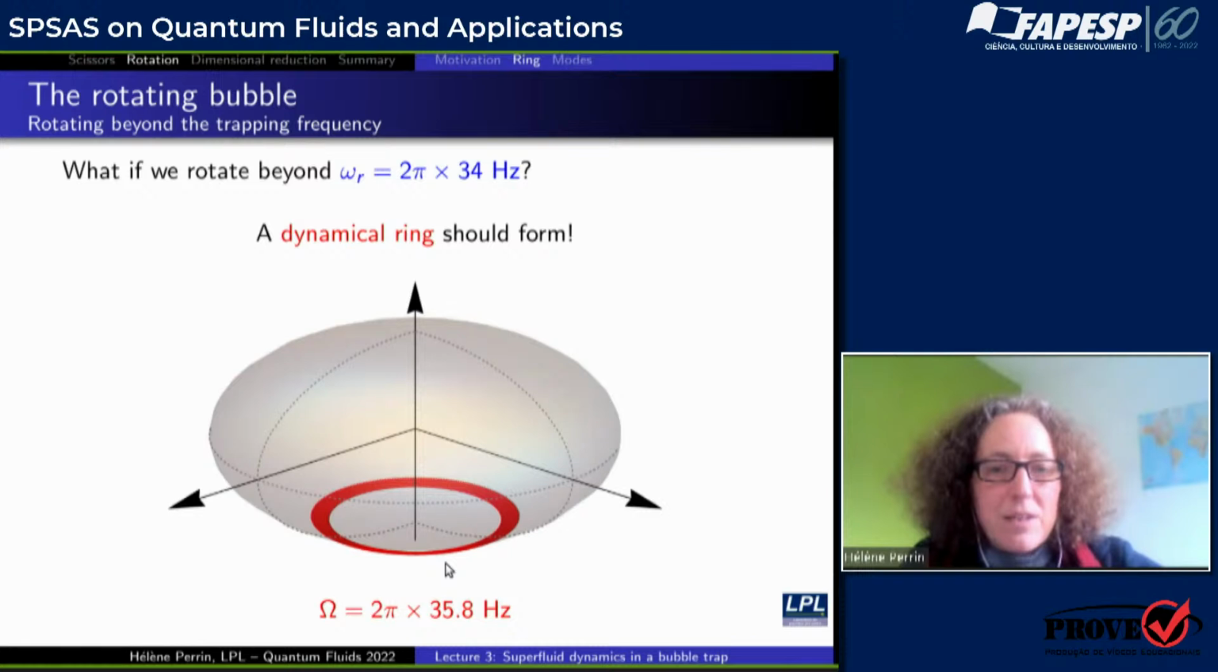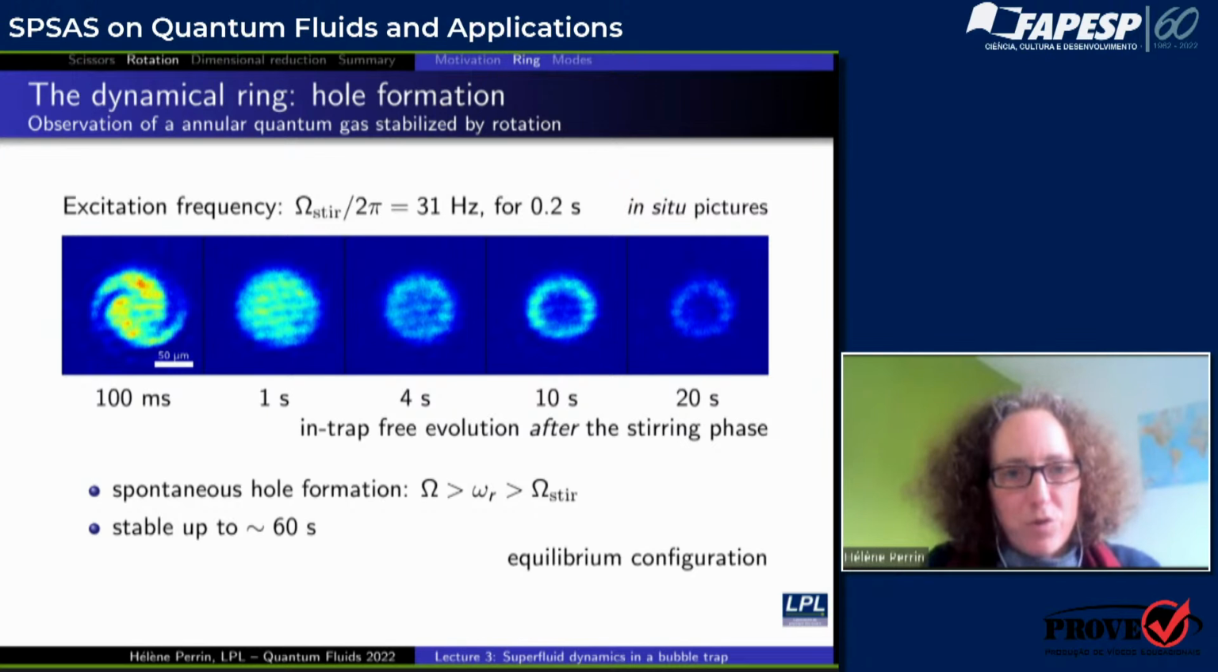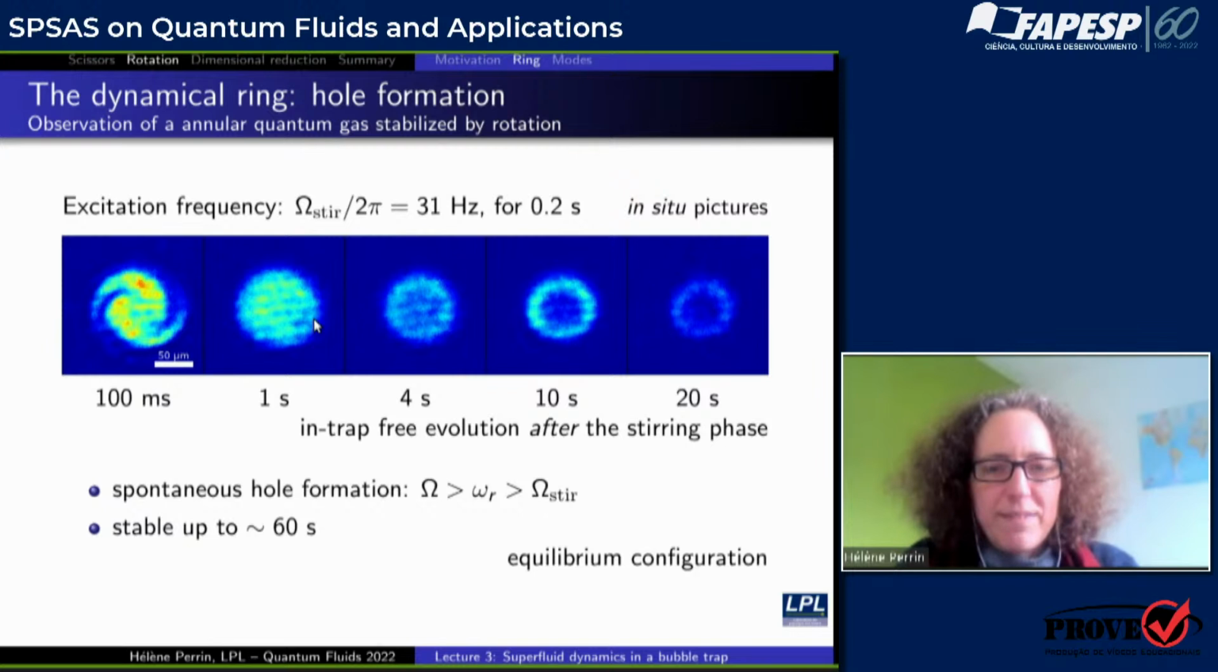So let's look. What we do is to deform the trap strongly and to stir the deformation for a while, about 0.2 seconds, and then go back to a perfectly isotropic trap and look at the time evolution. I notice here that the time evolution is in seconds, so we wait for a very long time. Initially, as we excite very strongly, we have a galaxy shape for the cloud, and then it equilibrates, and when time evolves, you see that a depletion is visible at the center. And this is stable for a very long time.